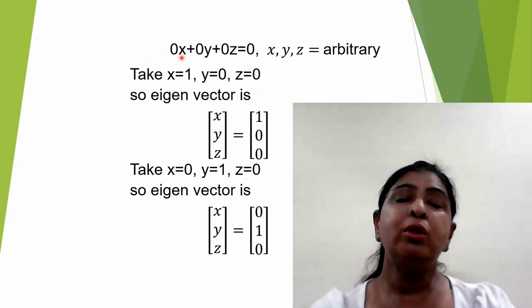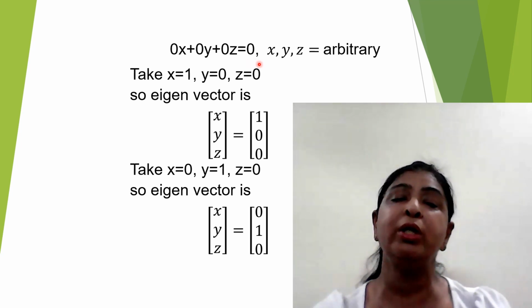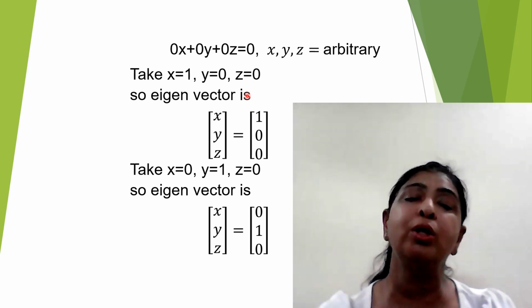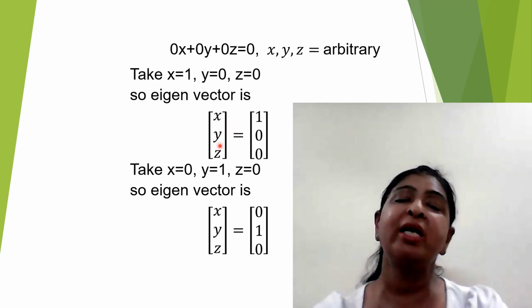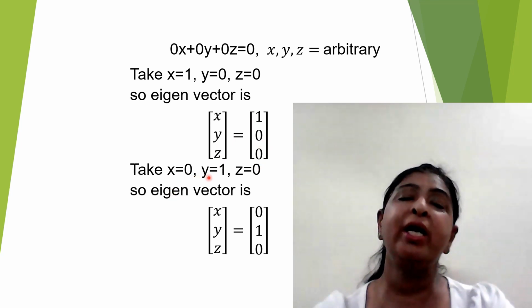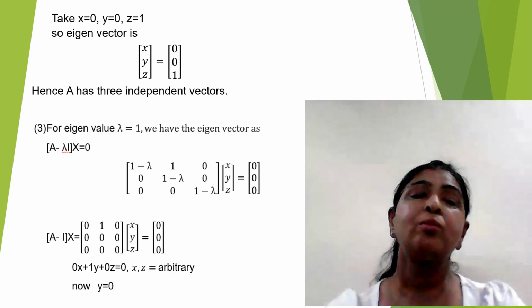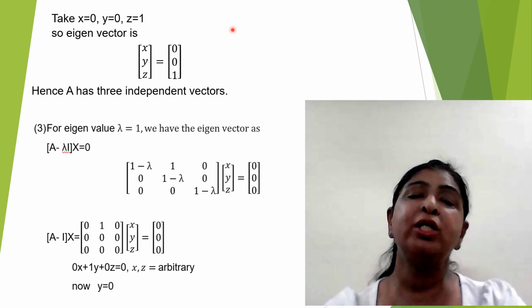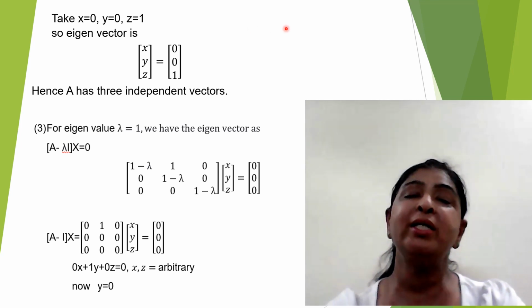Now when you solve it out, you will get 0 into x plus 0 into y plus 0 into z is equal to 0. Here x, y and z are all arbitrary values. So let us take x is equal to 1 and y is equal to 0, z is equal to 0. We have assumed it. So our eigenvector becomes [1, 0, 0]. Now again taking x is equal to 0 and y is equal to 1, z is equal to 0, our eigenvector becomes [0, 1, 0]. Now again take x is equal to 0, y is equal to 0 and z is equal to 1.